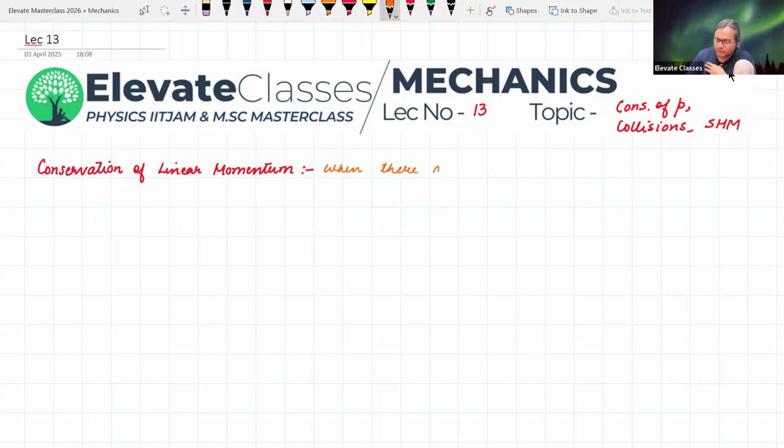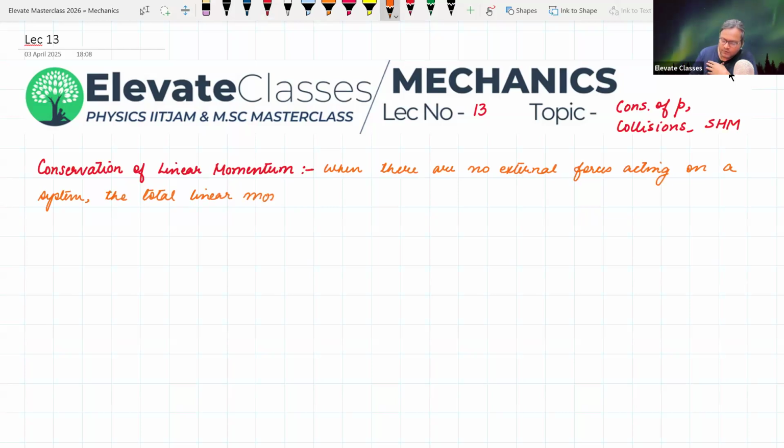So when there are no external forces acting on a particle or a system of particles, the total linear momentum along that direction is a constant of motion.